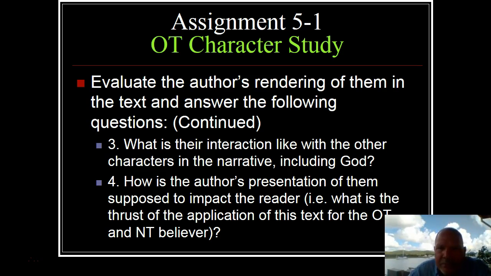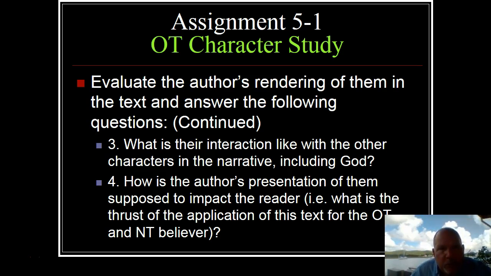Fourth, how is the author's presentation of them supposed to impact the reader? That is, what is the thrust of the application of this text for our Old Testament and New Testament believer? I'm asking you here to say, okay, now I understand the goal of the book of Ruth. How is that borne out through the rest of the Old Testament and into the New Testament?